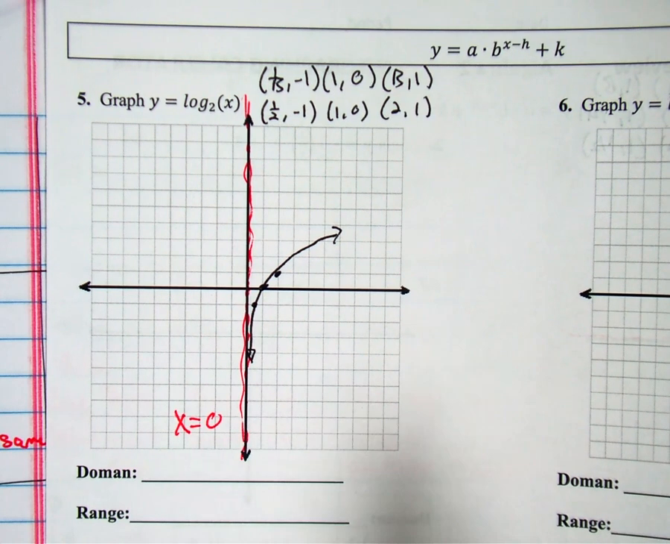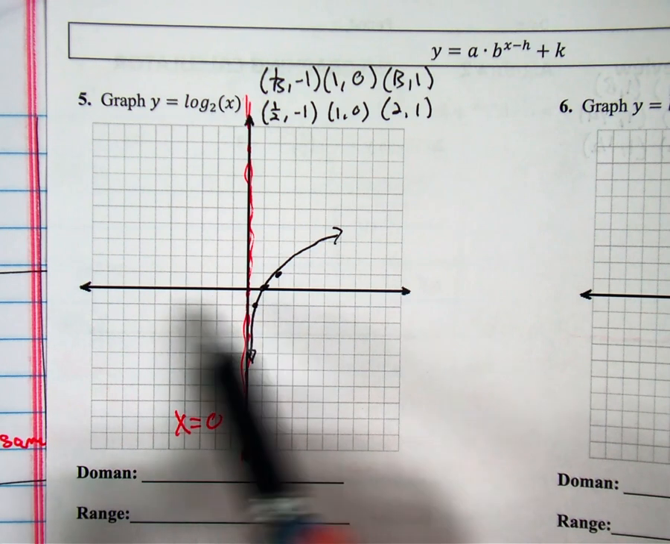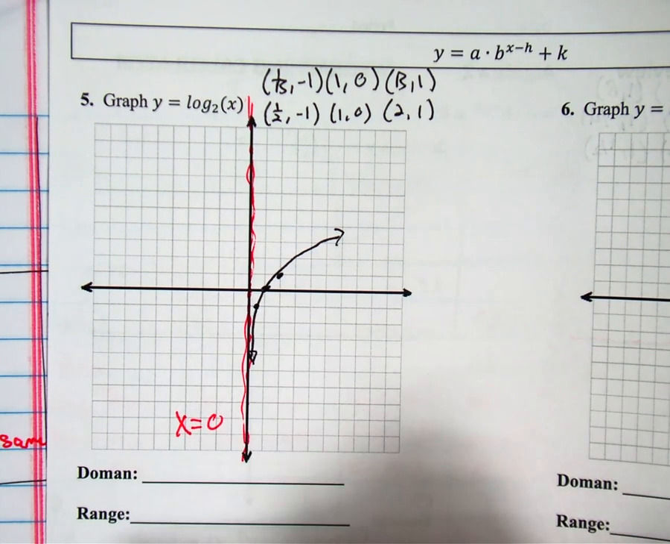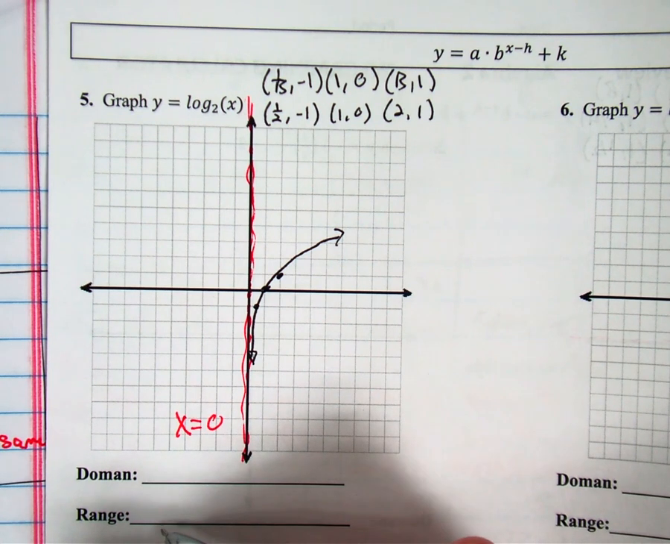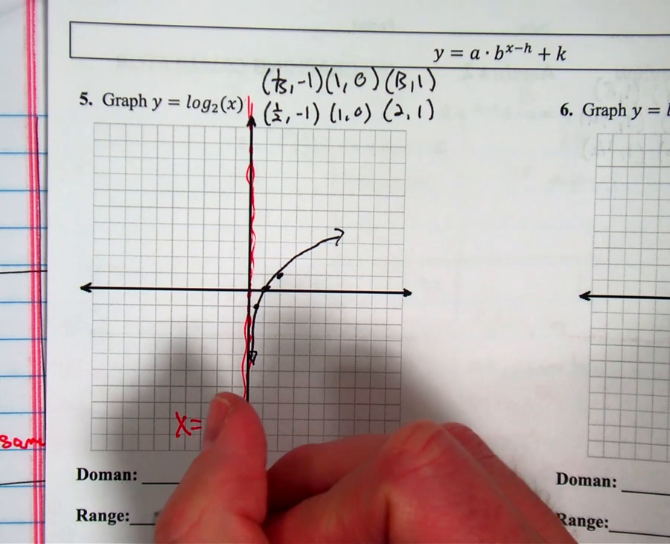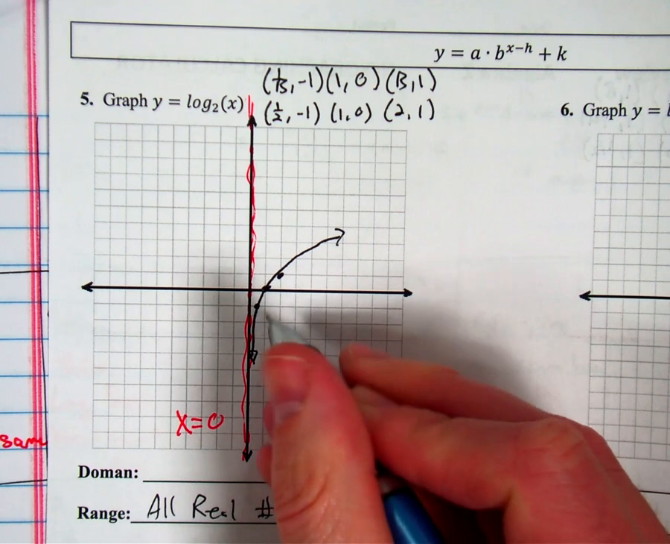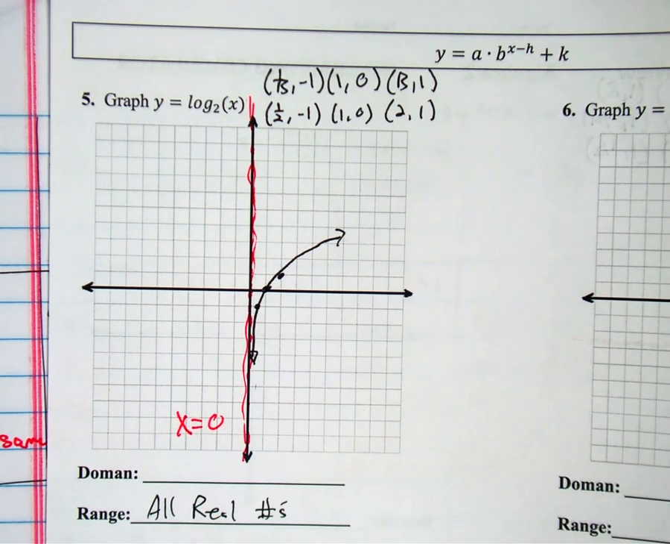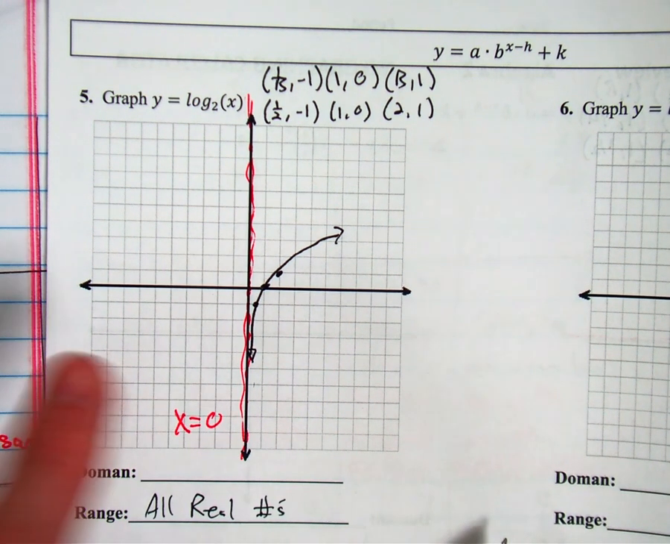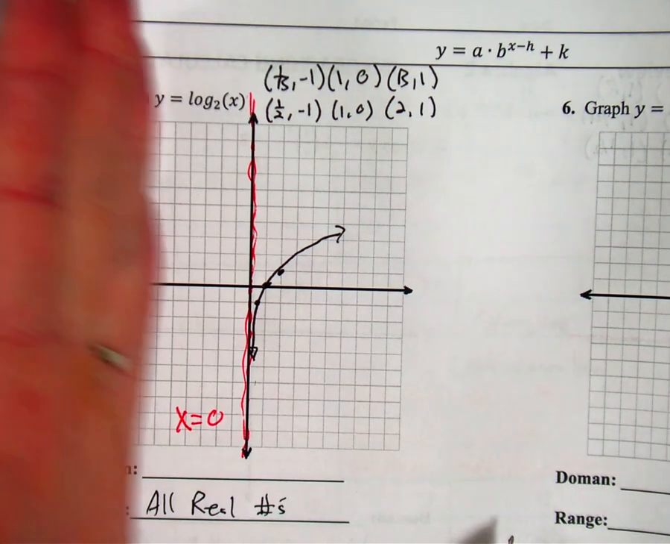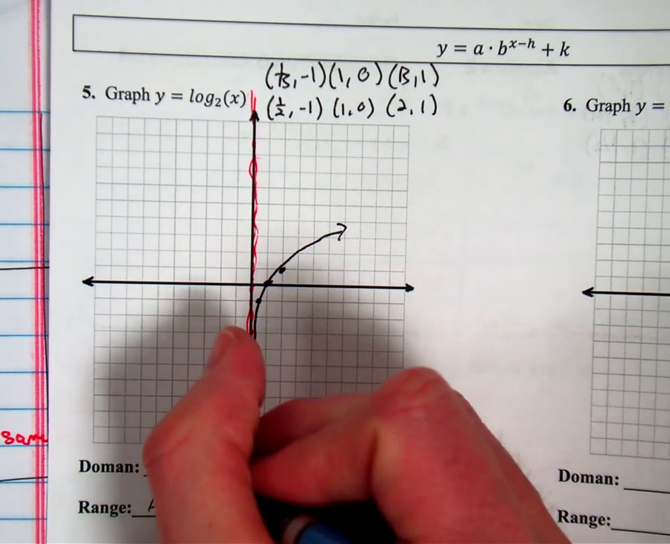So the points were flipped from the previous one. The asymptote's flipped. It was horizontal, now it's vertical, and the domain and range is going to flip. Before, the domain was all real numbers and the range was special. Now the range is going to be all real numbers because it goes up and down forever. See, down forever, up forever. And the domain is going to be special. Okay? It doesn't go past here. I'm not using these x's. I'm just using x's that are greater than 0.